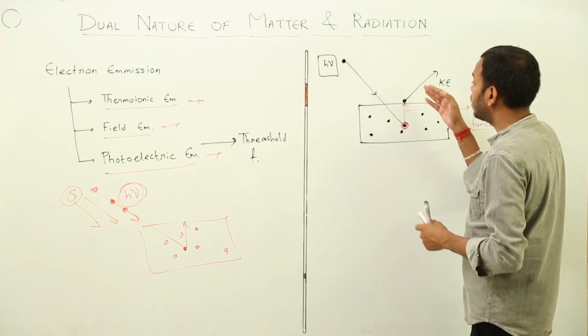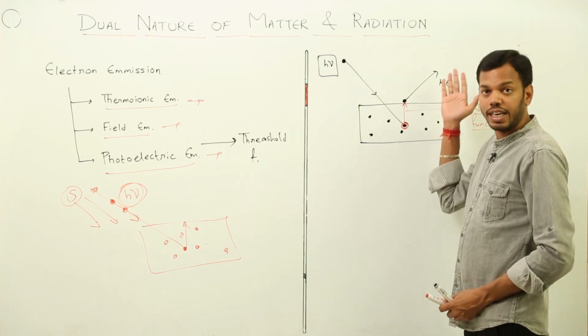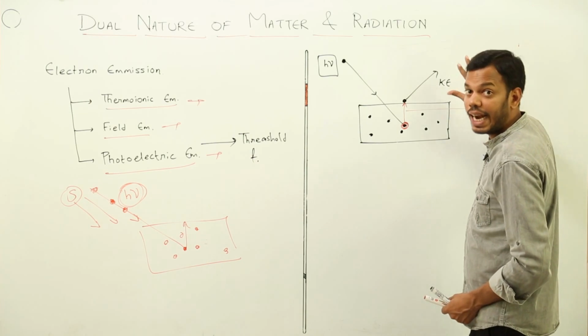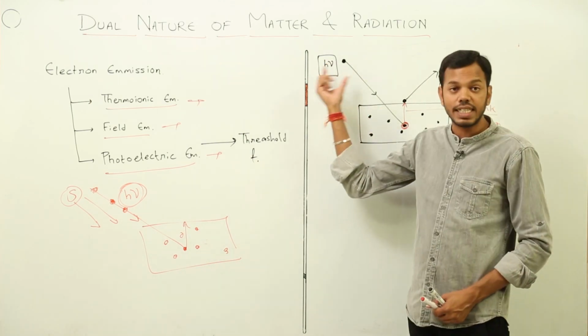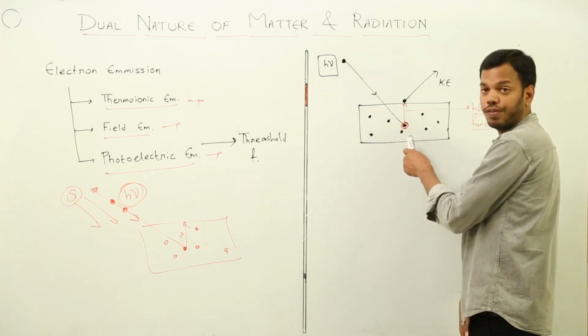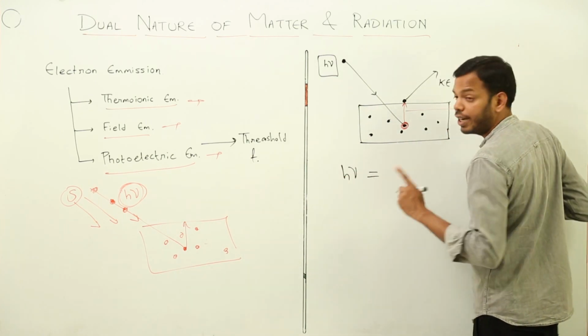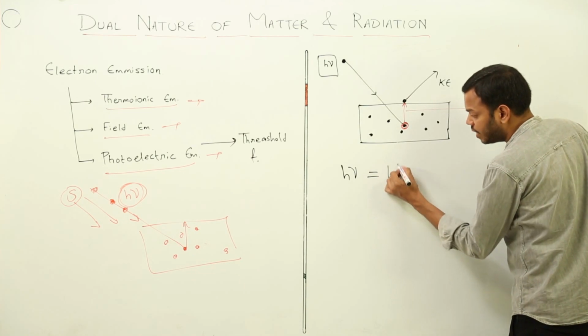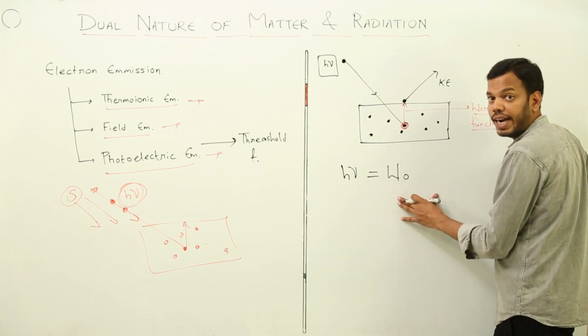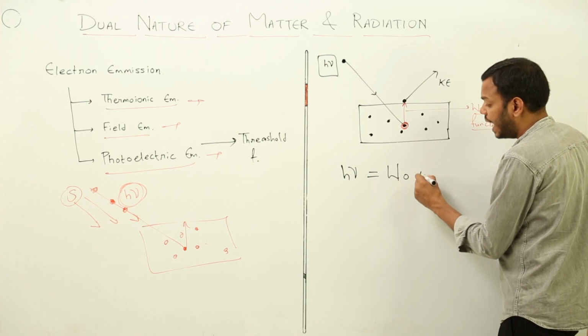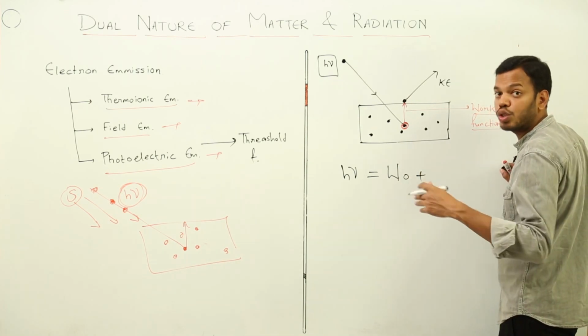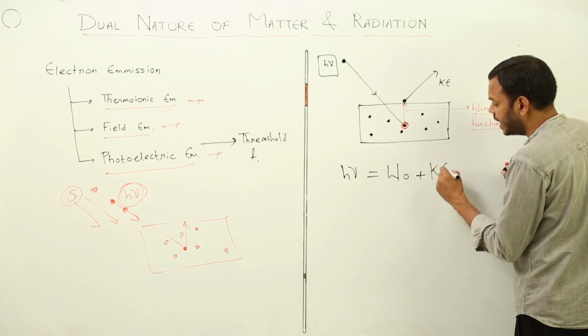For these electrons to travel anywhere, they must have some kinetic energy, and that kinetic energy will come only if this energy is greater than the work function. So this entire energy h nu is bifurcated into two parts. First part is the work function, which is the energy required to come out of the metal surface, and if there is any energy whatsoever left, that will be utilized in traveling.